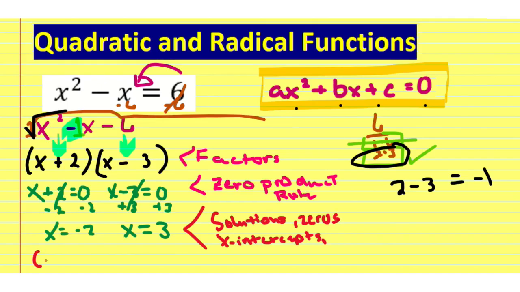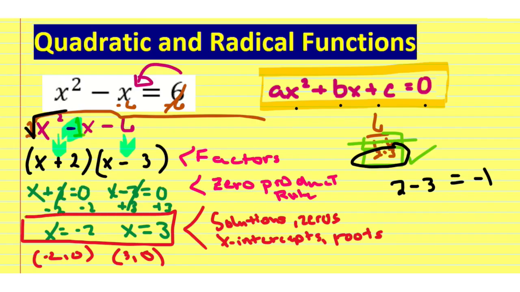You'll have a point of -2, 0 as one of your solutions in the x-intercepts, and this one will be a +3 with the y value, the function value, equal to 0. So solutions, zeros, x-intercepts. Oh, we can also call them roots if we want to. So all those words are kind of interchangeable for the answers or solutions, but these are my two solutions that I have found through the process of factoring the quadratic.